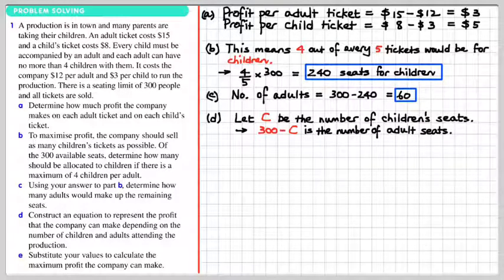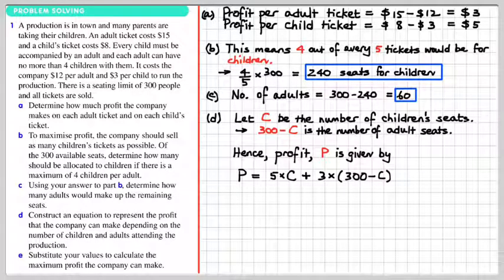300C minus C would be the number of adult seats. Therefore, the profit P is given. We're making $5 profit on every child, that's the number of children, and we're making $3 on every adult, so 3 times this number of adults. Okay? And it's all in terms of children here.